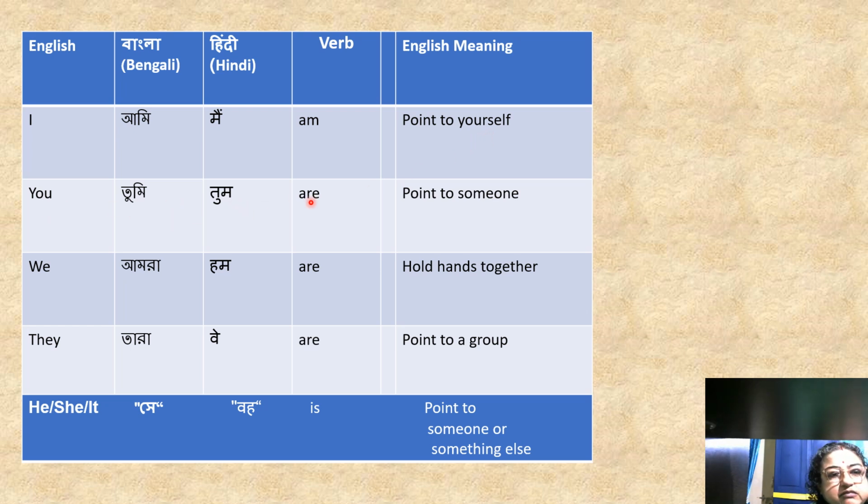You, tumi, tum, are is the verb, point to someone. We, amra, hum, are is the verb, hold hands together. They, tara, are is the verb, point to a group. And he, she, it, in Bengali we say and in Hindi wo, and is is used as the verb with he, she, it, and point to someone or something else.